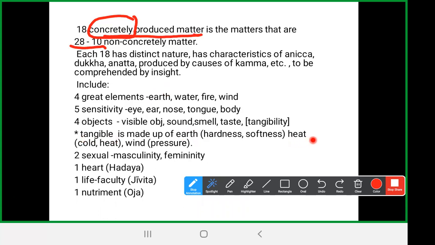And then the heat, that means the cold and hot, or wind, the pressure. Because earth, heat or fire, and wind are included here, sometimes we only take these 4. We don't take this one. This is just some concept, okay? And then the sexual one, masculinity and femininity, heart, hadaya, and then life faculty, and nutriment. All right. So this 18 we call concretely for this method, because the main thing is obvious to us and can be used as a Vipassana.